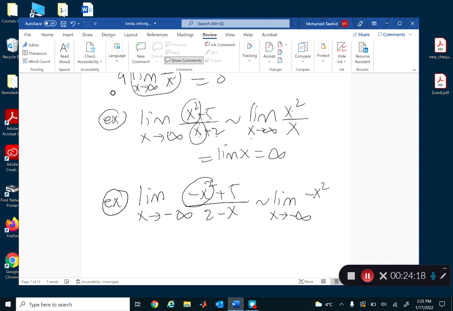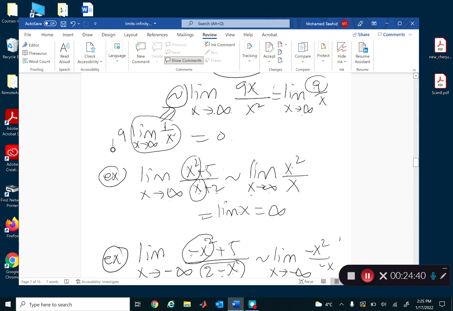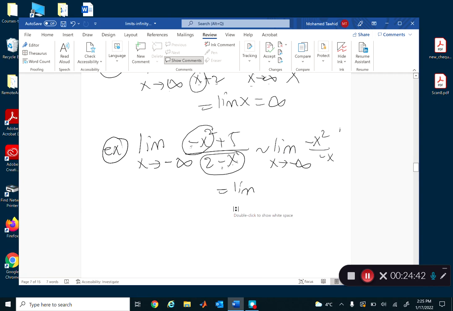I look to the highest power, which is 2, but I include the number in front, include the sign. Oh, and you have negative x squared. That is my leading term. Now, when I look down here, what is my leading term down? Oh, it's negative x. The highest power is x to the power 1. That is my leading term. Include the number in front, so you have negative x. If I simplify this, negative x cancels with negative x. What do you have? Oh, you have x.